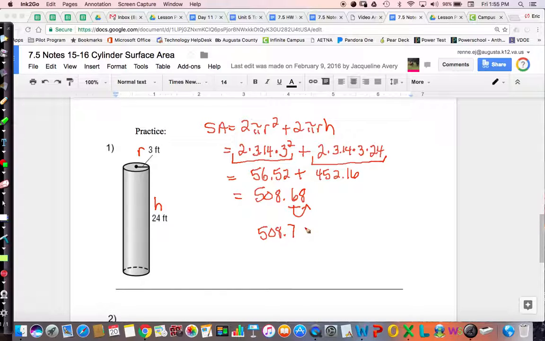and 7/10 feet squared. And my label here is squared because I am finding the surface area. Surface area is always squared. Okay, so let's look at example number 2.